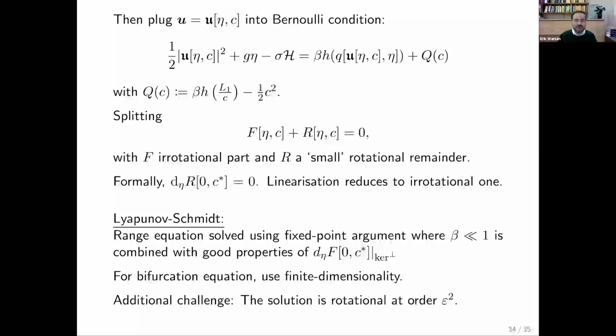And then an additional challenge is to prove that the solution actually has non-zero vorticity. That turns out to be a little bit difficult, unexpectedly. The solution is actually not rotational at order epsilon. You have to go to the second order. Okay, I've run over time, so I will definitely stop there.